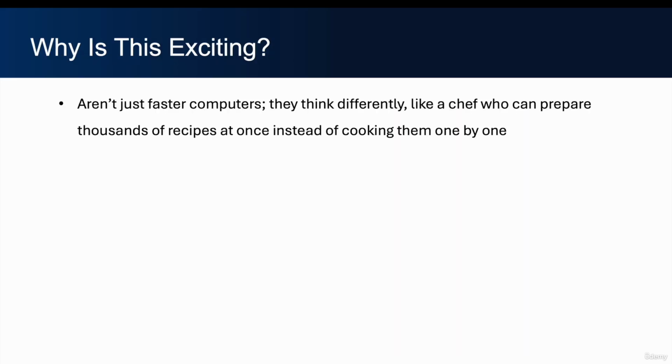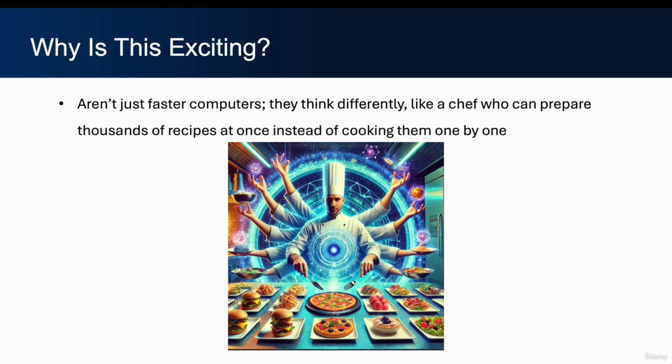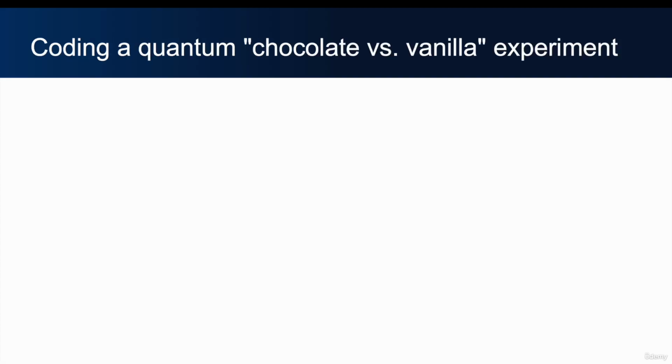Now, why is all this exciting? Quantum computers aren't just faster computers, they think differently, like a chef who can prepare thousands of recipes at once instead of cooking them one by one. Would you like to try coding a quantum chocolate versus vanilla experiment next? Let's do it. Let's jump into it where we'll be coding a quantum chocolate versus vanilla experiment.